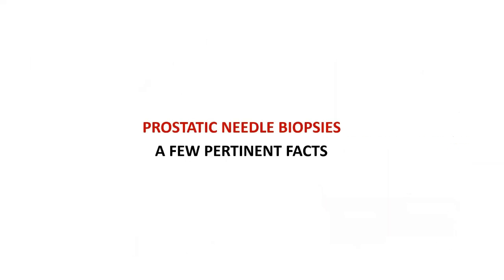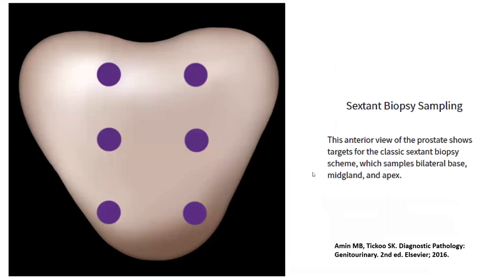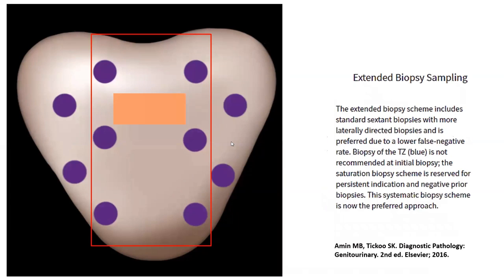We have almost reached the end of our discussion. A few pertinent facts about the prostatic needle biopsies. The kind of prostatic needle biopsy practiced in the past was the sextant biopsy sampling procedure, which basically targeted the levels of the base, mid-gland, and the apex at the levels of the peripheral zone and the central zone. However, this is now being phased out, and it is being replaced by the extended biopsy sampling procedure, where you see that there is a lot more sampling of the peripheral zones going on.